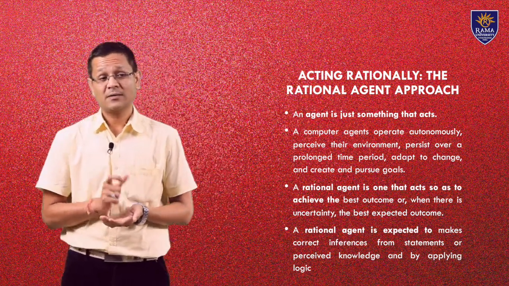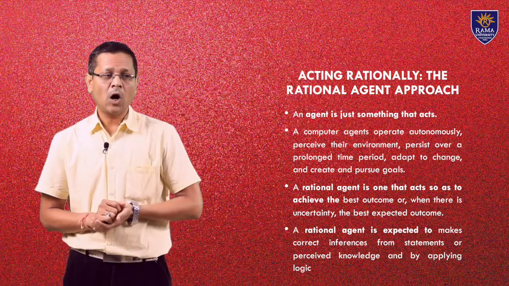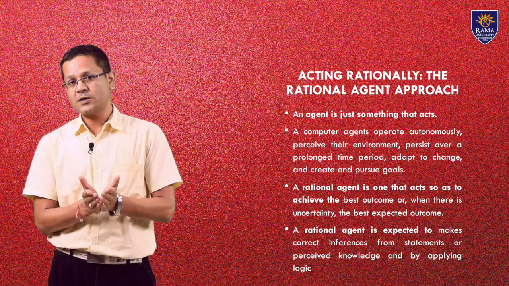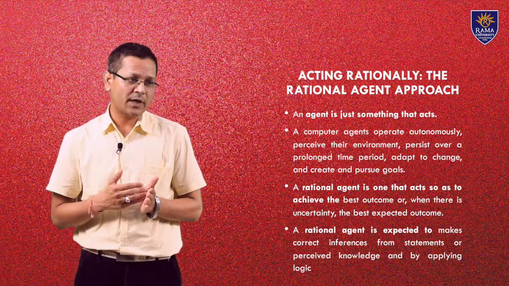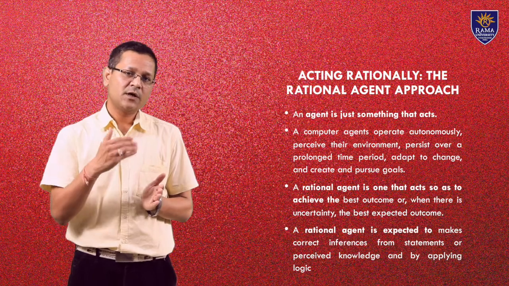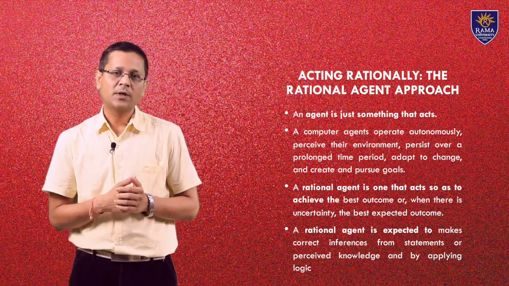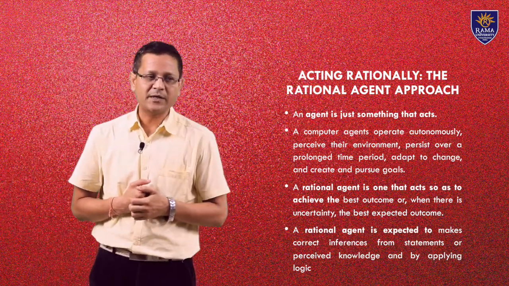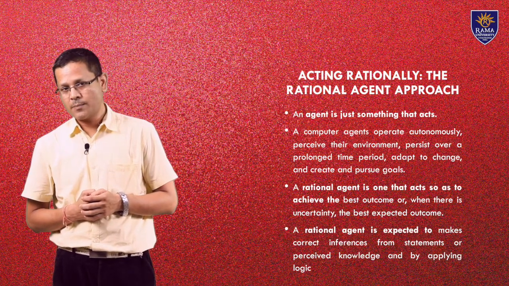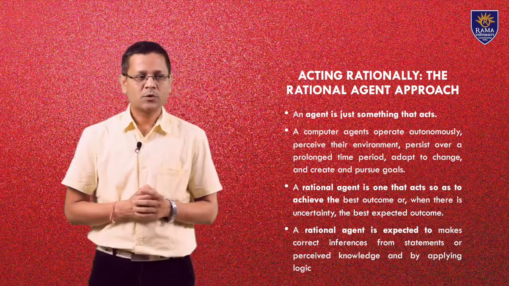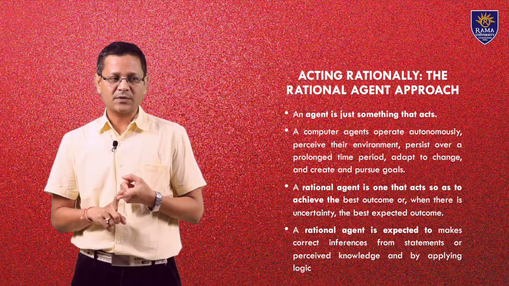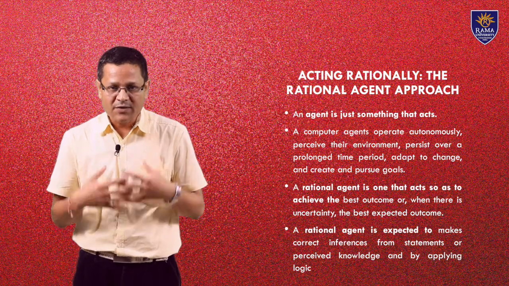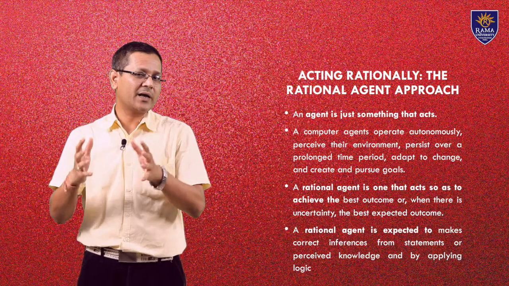A rational agent is one that acts to achieve the best outcome for some goal, and it achieves the best outcome in conditions where there is a lot of uncertainty. So a computer agent that is rational in nature will achieve the best outcome in a given situation where there is a lot of chaos and uncertainty. The rational agent is expected to make correct inferences from the statements or perceived knowledge by applying logic. So the rational agent perceives its environment to gain knowledge, then draws inferences from it, and then applies its logic to make a correct inference.